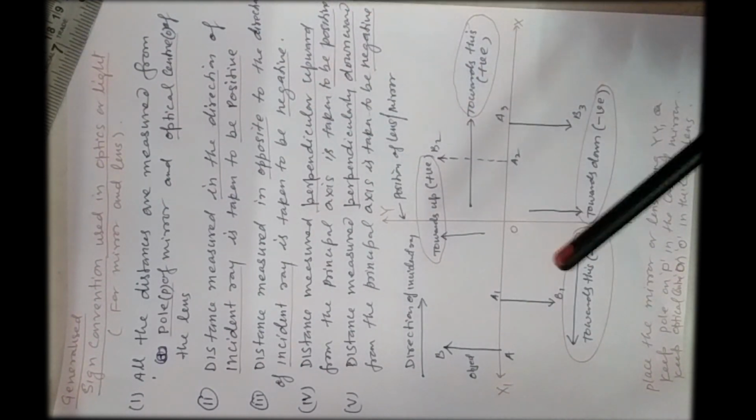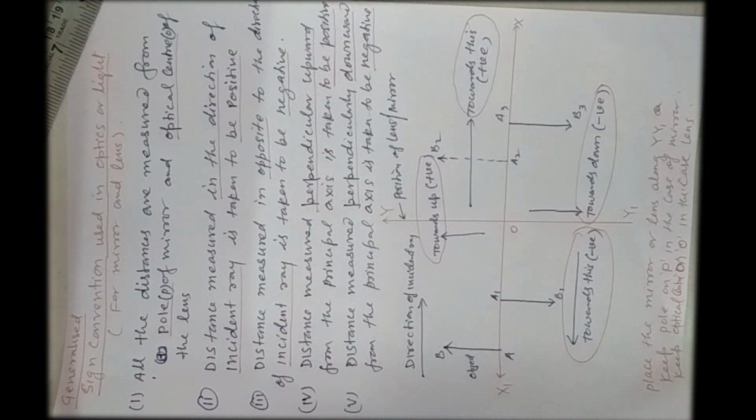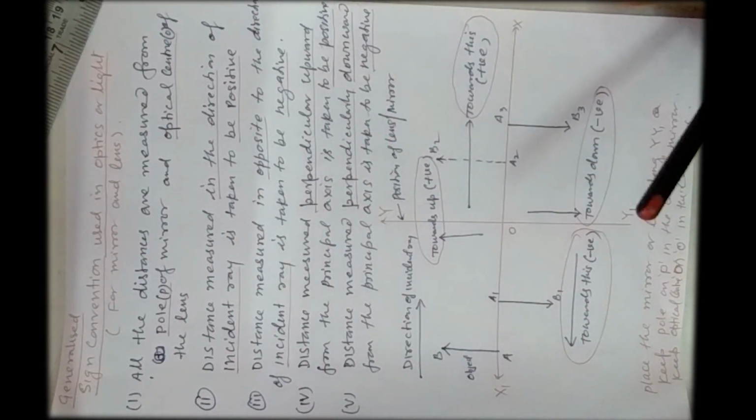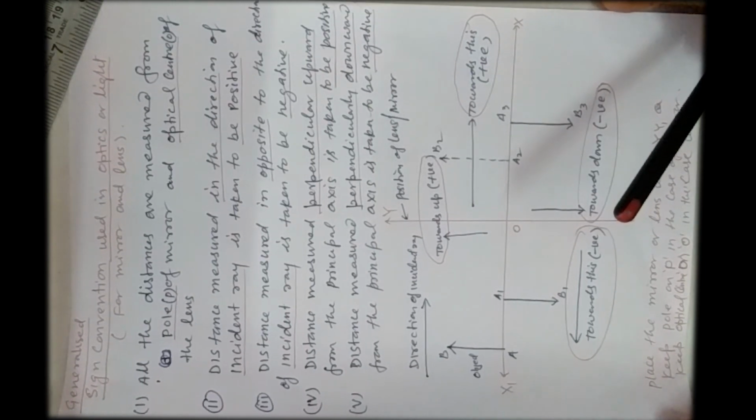Therefore, if you are measuring in the direction of the incident ray, then it will be positive, and if you are measuring opposite to the direction of the incident ray, it is negative. Here are the first and second points. In the case of a lens, you have to measure from the optical center, and in the case of a mirror, you have to measure from the pole.